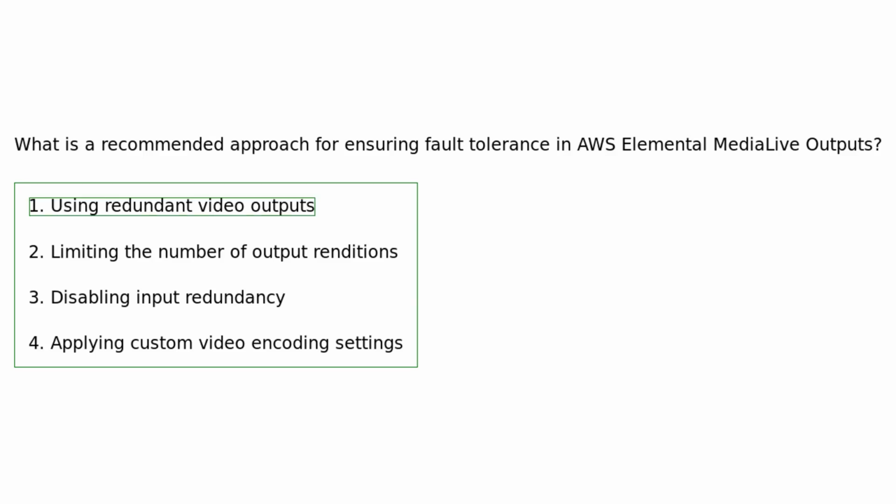To ensure fault tolerance in AWS Elemental MediaLive outputs, it is advisable to configure redundant video outputs that can seamlessly take over in case of primary output failures, maintaining continuous video delivery.